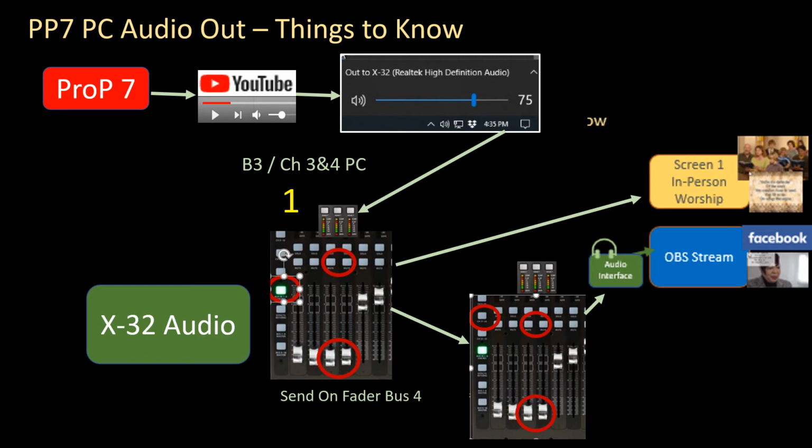This is the critical point. If you don't have audio to either the front of house speakers for in-person worship or to the OBS stream to Facebook, the first place to look while it's playing is on bank 3 and channels, I believe it's 3 and 4. You'll see them, it's the only two linked together. Make sure you check this meter. If you see sound meter signals here, that means everything up here is working fine. You need to look elsewhere.